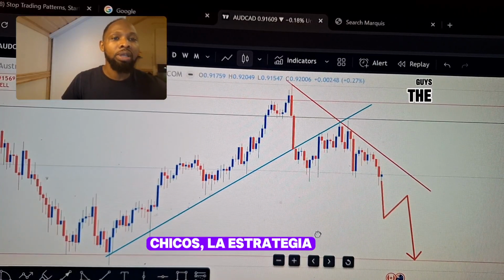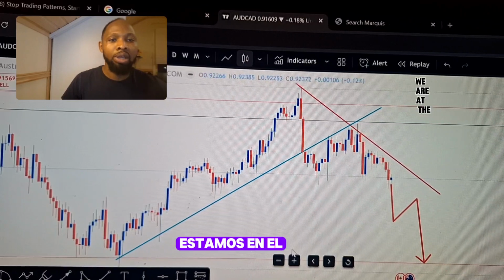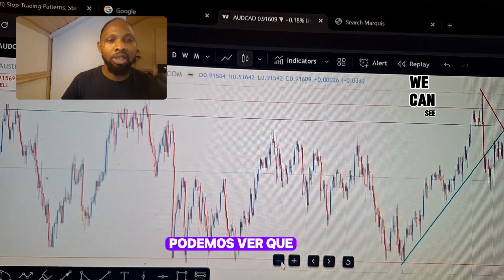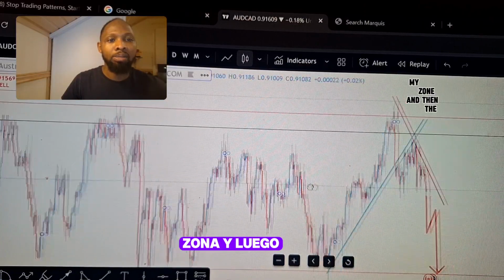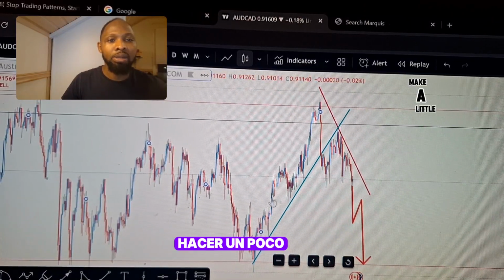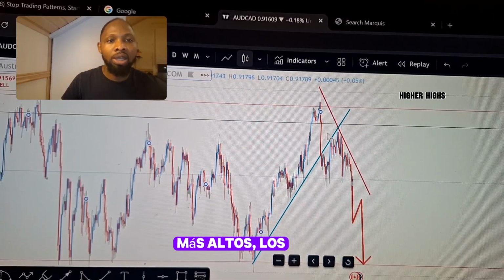So guys, the strategy is very simple. First of all, we are at the resistance level. We can see the market is at the resistance level where I marked my zone, and then the market made a little bit of a trend with higher highs and higher lows, but couldn't continue.